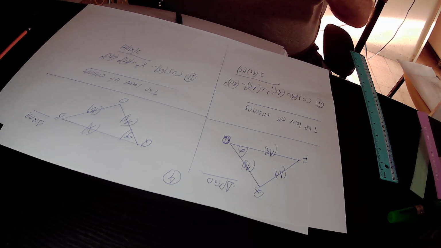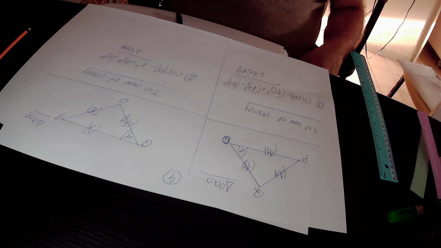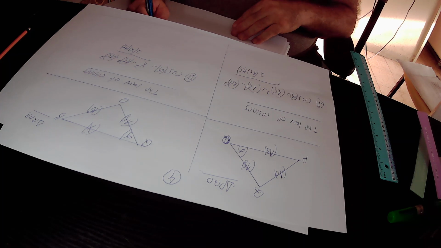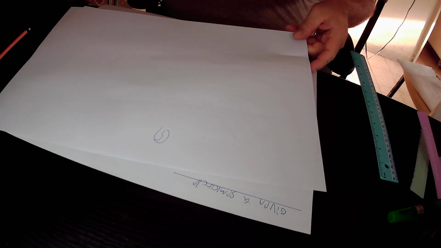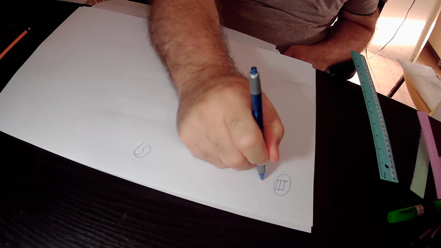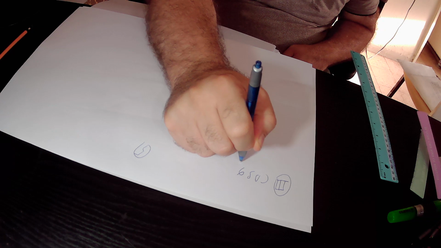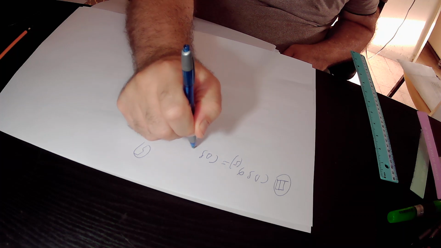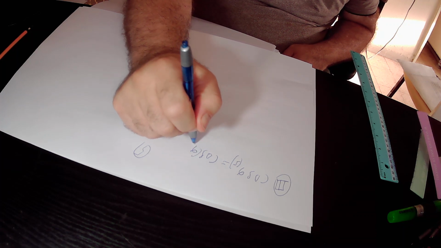So we have two different equations for cosine alpha. We have equation 1 and equation 2. Therefore, we write equation 3, which says that cosine alpha according to equation 1 must be equal to cosine alpha according to equation 2.